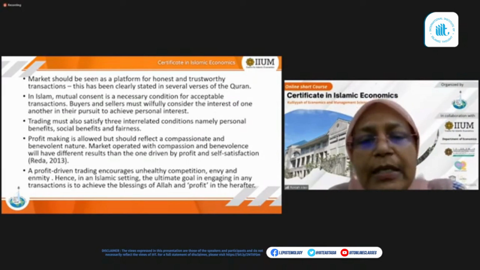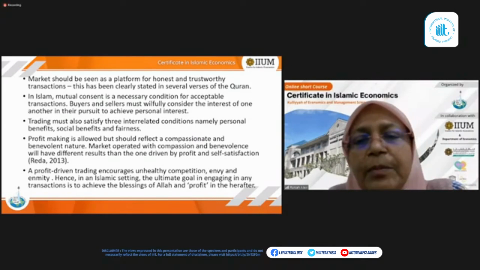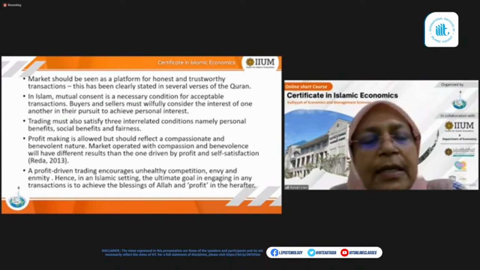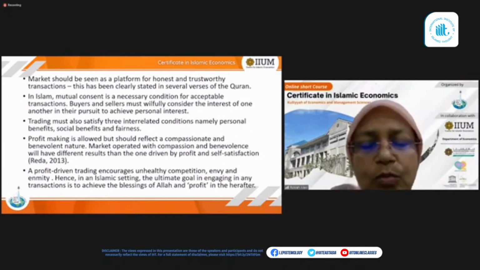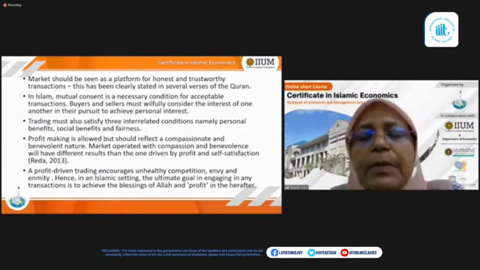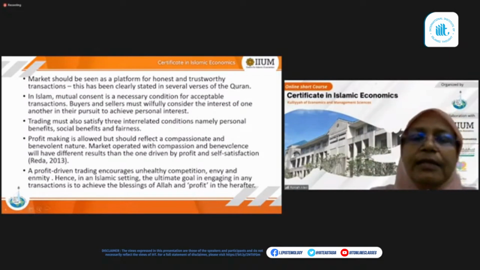What we see today in our real life is partly because of this basic attitude of profit-driven activities. There can be envy and enmity. Hence, in an Islamic setting, the ultimate goal in engaging in any transaction is to achieve the blessings of Allah. And when we talk about profit, it is not only profit in this world, but also what we are going to gain in the hereafter.